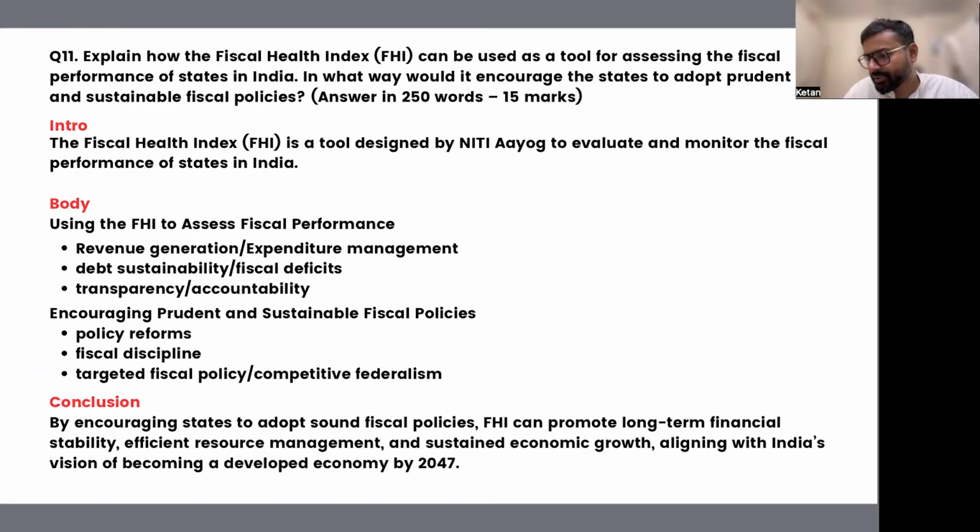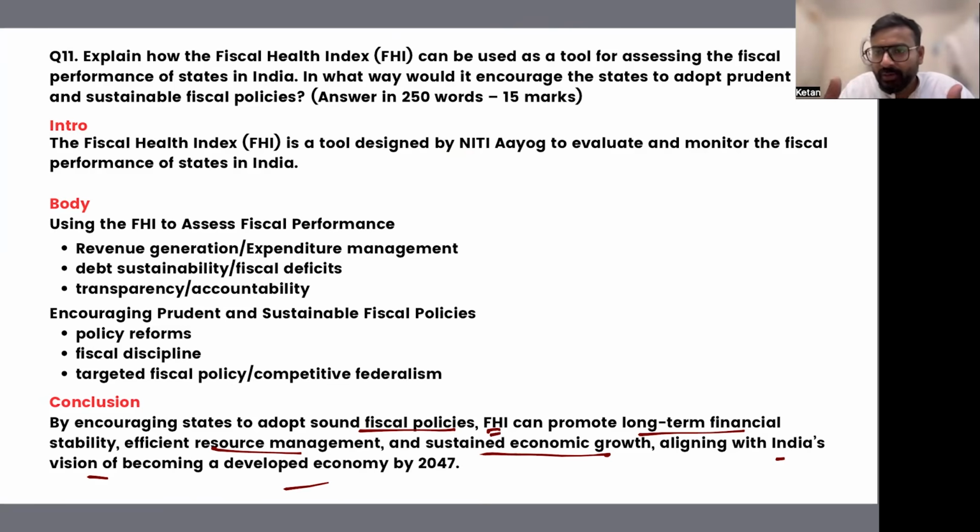Now, in the conclusion, of course, you can sum up and also have a forward-looking conclusion. So you can write, by encouraging states to adopt sound fiscal policies, FHI can promote long-term fiscal stability of the country overall and of all the states, efficient resource management, sustained economic growth, aligning with India's vision of becoming a developed economy by 2047. So this is a forward-looking conclusion if you can give.